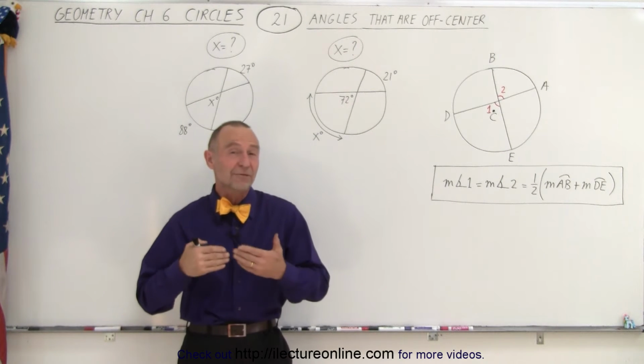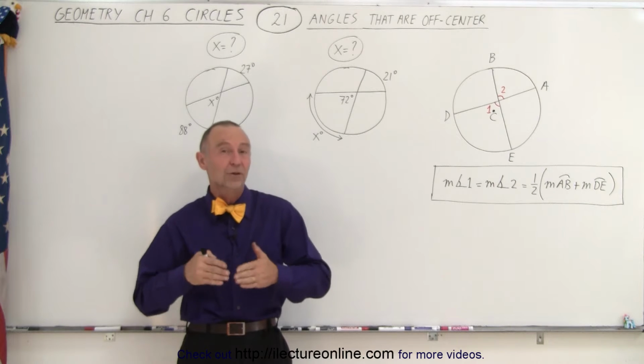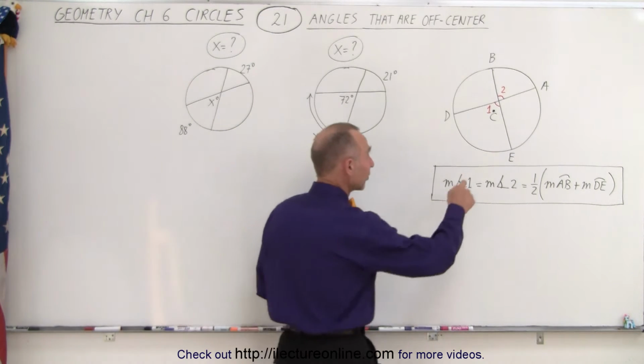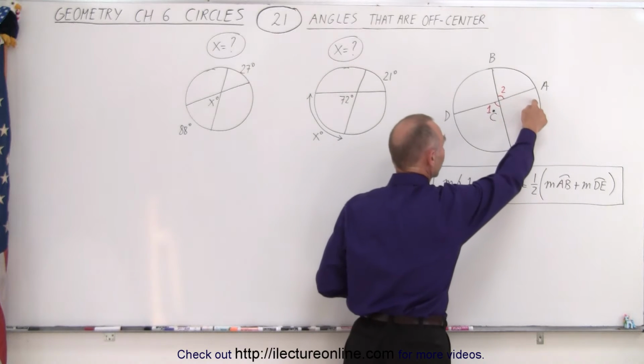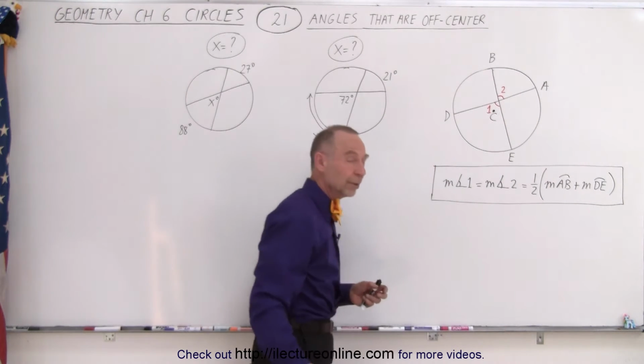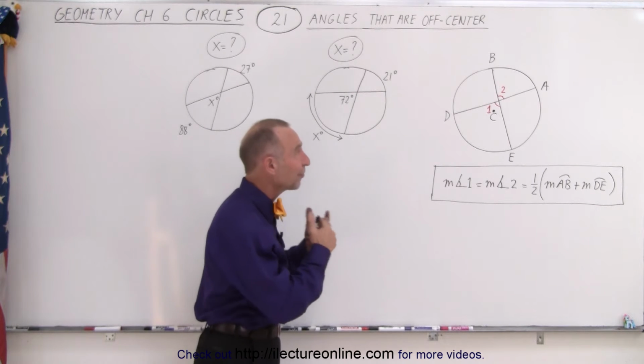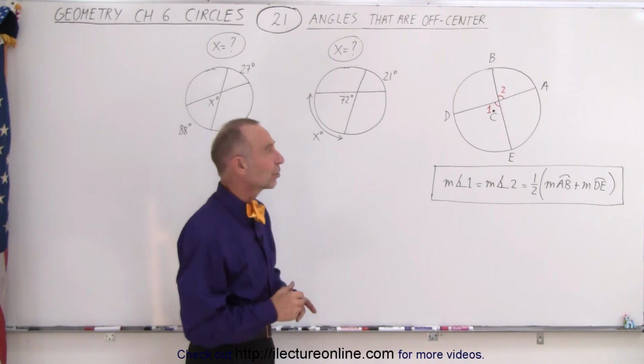So far we've seen various types of angles and their associated intercepted arcs, where the angle was either at the center, at the edge of the circle, or outside the circle. Now we're going to look at the case where the angles are off-center, somewhere inside the circle.